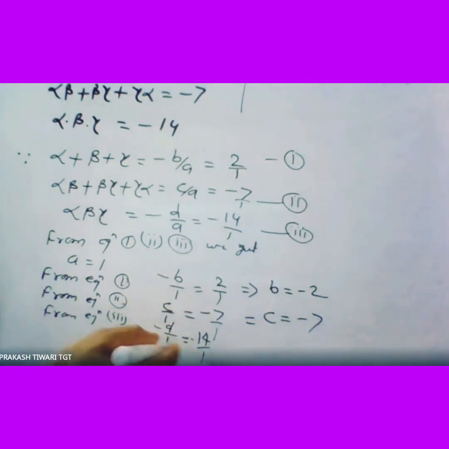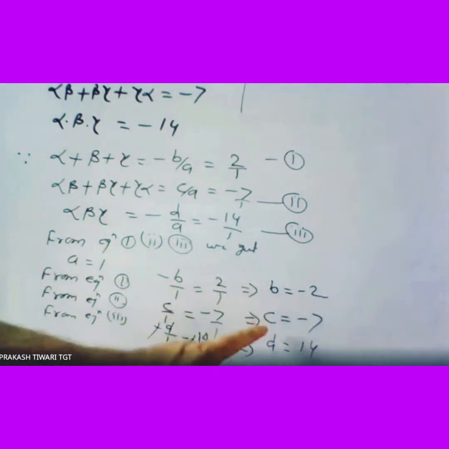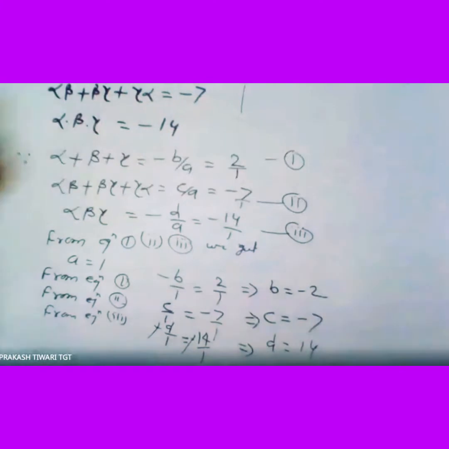So dear, 1 is meaningless and minus cancelled out. So you will get here d equal to 14. d का वैल्यू कितना आ जाएगा, 14. After that you will put these values a, b, c, d in this polynomial, in cubic polynomial.